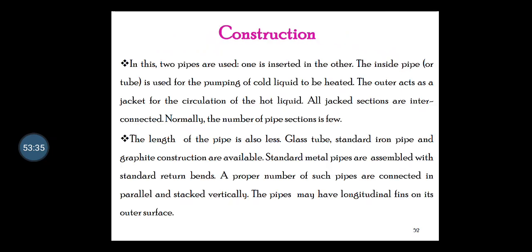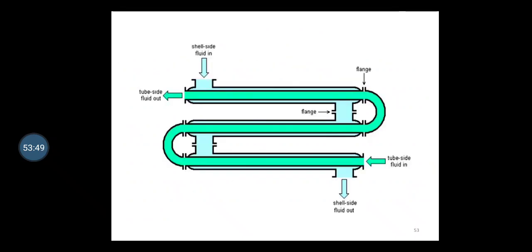We'll see the construction of these double pipe heat interchangers. So we will see the diagram to understand the construction of it. In this, two pipes are used, one inserted in the other. The inside pipe or tube is used for pumping the cold liquid to be heated. The outer acts as a jacket for the circulation of the hot liquid, and all jacket sections are interconnected. Normally the number of pipe sections is few. The length of the pipe is also less.